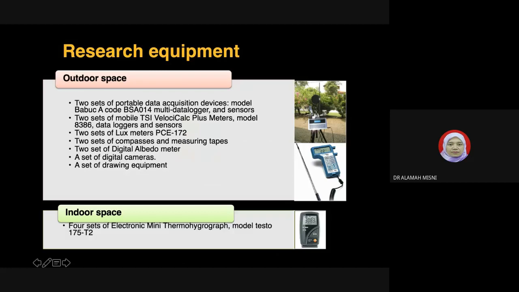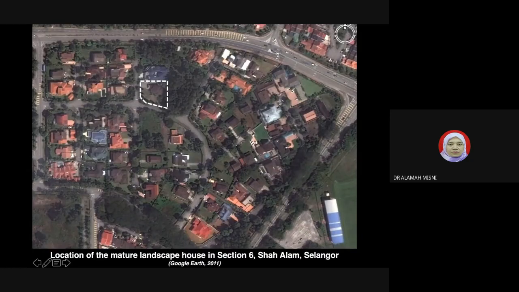And the research equipment is quite complicated to explain here. I use this for outdoor and indoor space. All of this research equipment I borrowed from FSPU, and the rest I brought from New Zealand. Okay, next. Most of the equipment I just transfer the data to Excel, and after that I analyze. This is the first house that I chose for my experiment, to do a qualitative method. It is located in Section 6, Shah Alam.